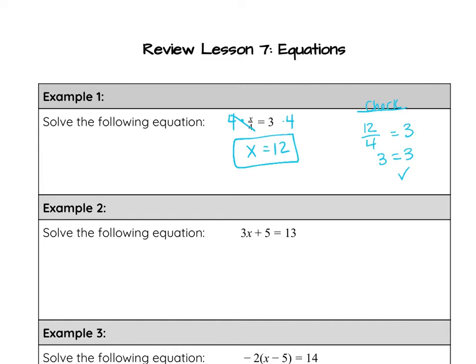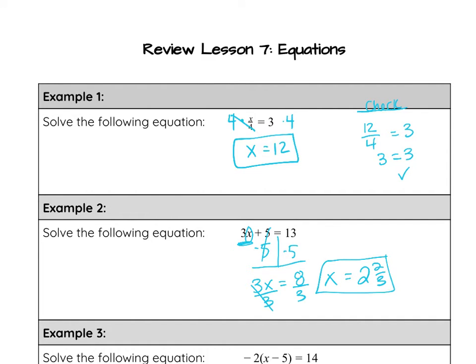Example 2 is a two-step equation. Circle the variable, draw a line down from the equal sign, subtract 5 from both sides. Bring down everything here. 3x is equal to 13 minus 5 is 8. Divide both sides by whatever's in front of x. Divide by 3. X is equal to 2 and 2 thirds. Or, if you had it as a decimal, 2.6 repeating.